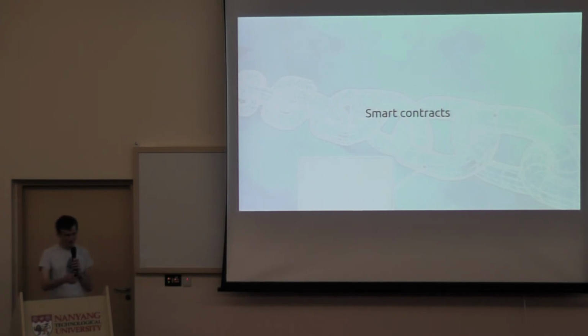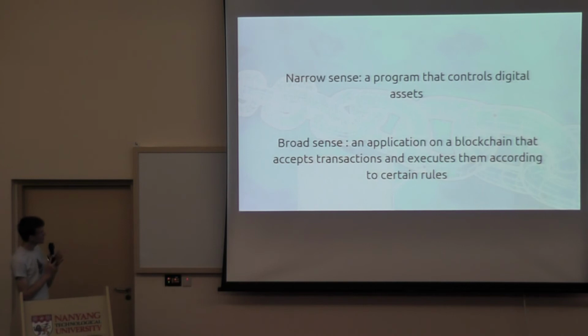So, what is a smart contract? In the narrow sense, a smart contract is a computer program on a blockchain that controls digital assets. So it's a computer program where the execution of the computer program is run and mediated by a blockchain, where this computer program controls digital assets that are on the same blockchain. Now, in the broad sense, a contract is just an application on a blockchain that accepts transactions and interprets transactions according to certain rules.